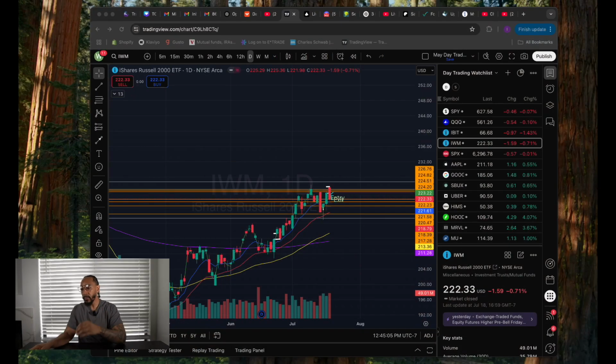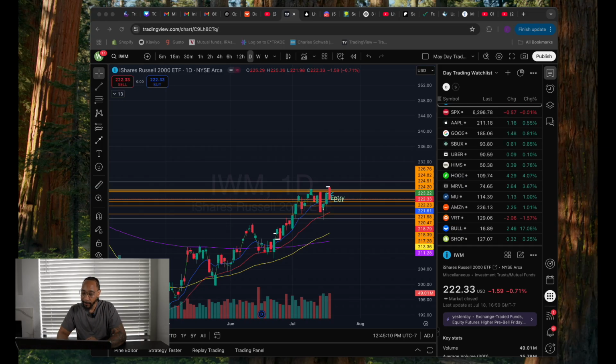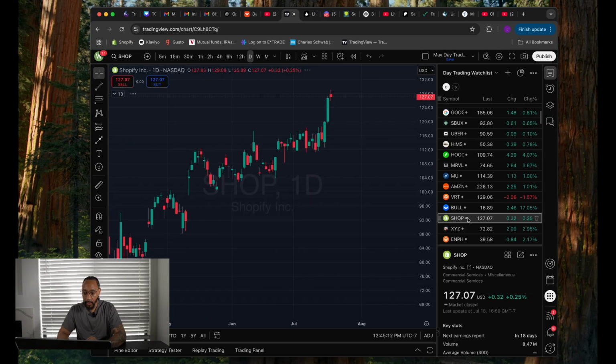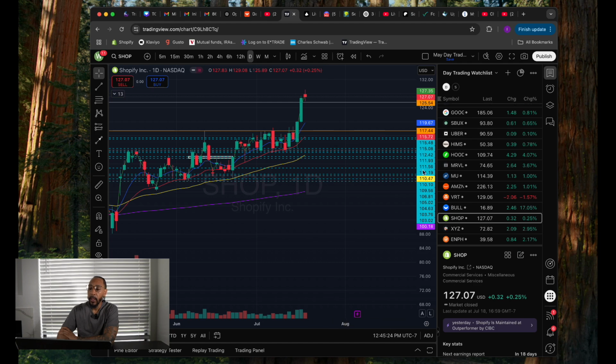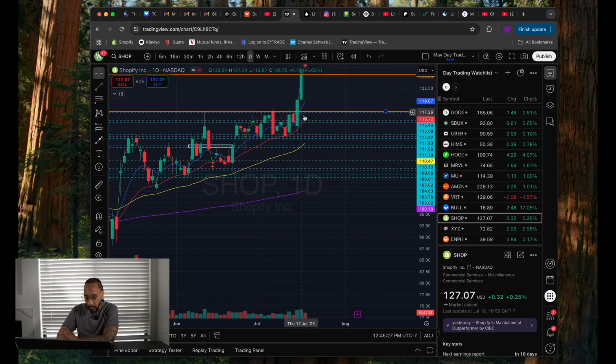All right. Now I have a couple examples, but we're going to start with Shopify. All right. So let's go. So check this out, y'all. Let me pull up Shopify. Now I want you to look at this right here. I want you to look at this right here. Now this green candle, we call this a bullish engulfing candle.